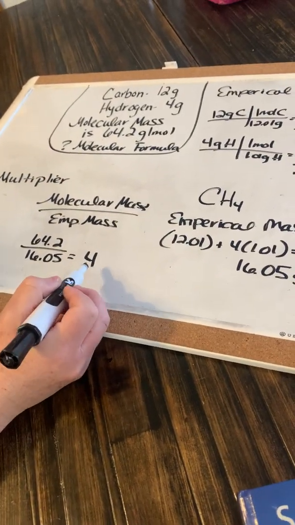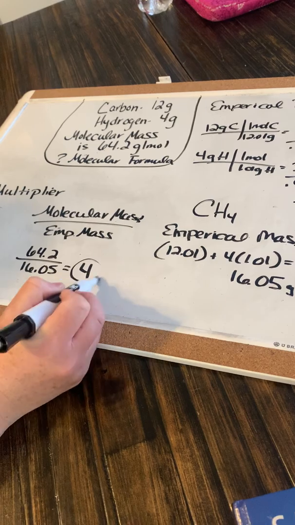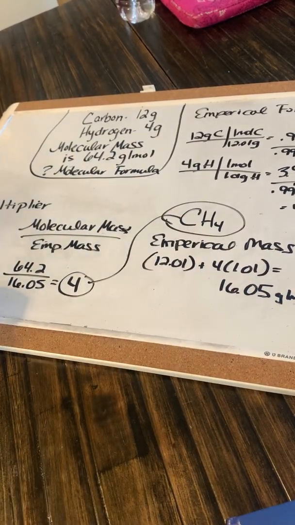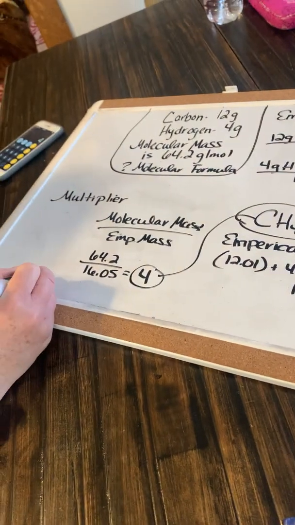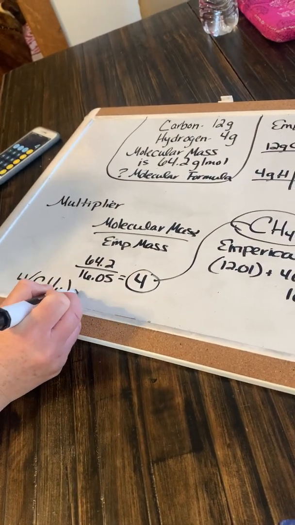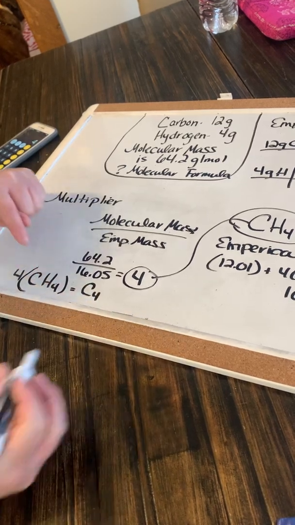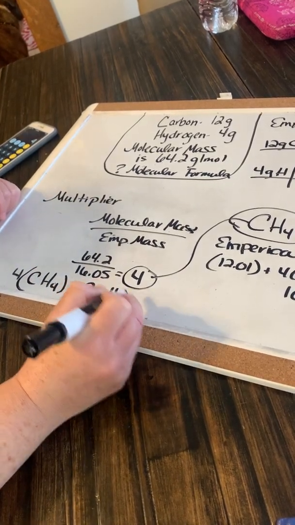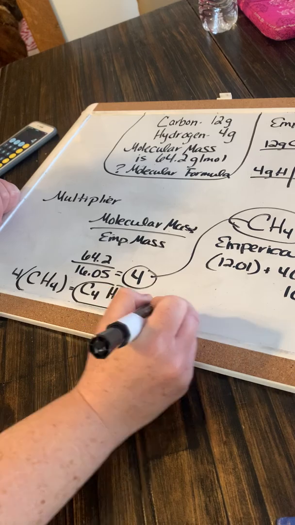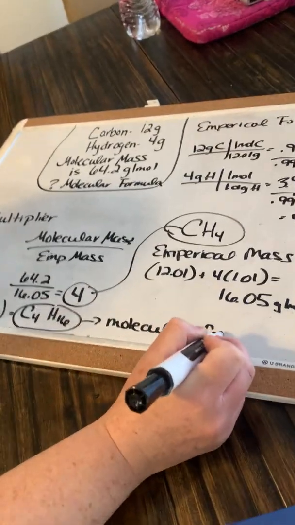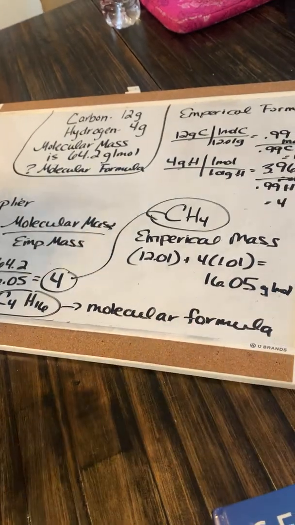Yeah, so 4. So your multiplier is 4, which means you have to take this number and multiply it by your empirical formula. So you're going to do 4 times CH4. 4 times 1 is 4. 4 times 4 is 16. So C4H16 is your molecular formula. And that's how you do it.